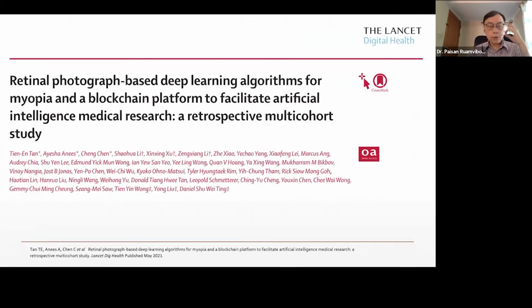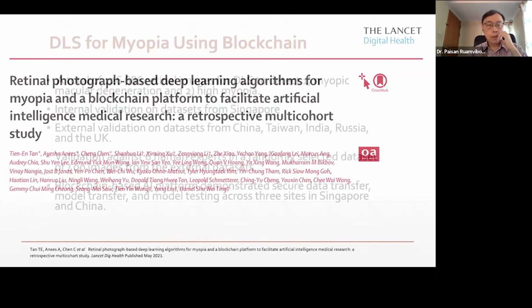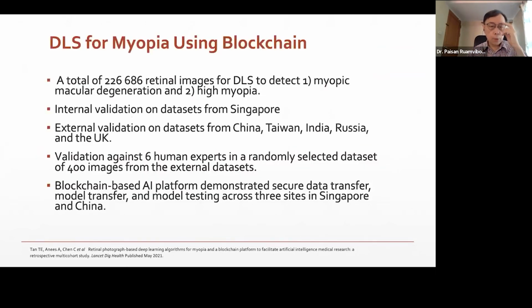This is another interesting paper just published by the Singapore group. Well, they would like to create a deep learning system to analyze fundus photos to detect myopia, and they use blockchain technology as well. Here, the dataset has more than 226,000 images.